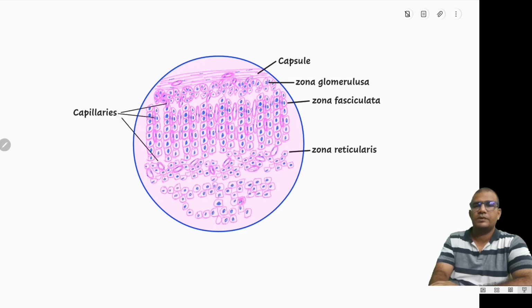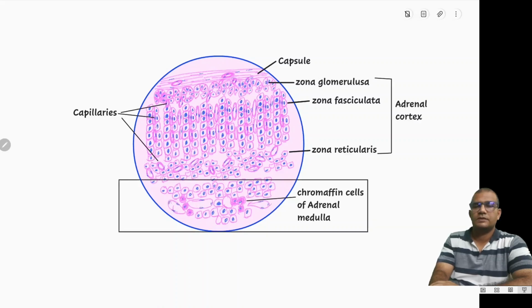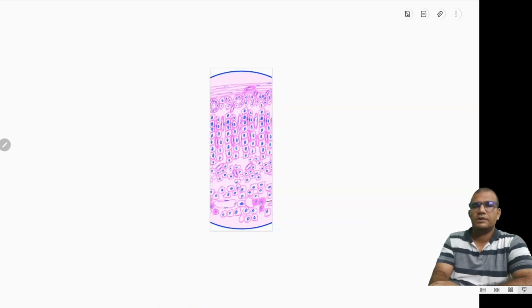In the medulla, you will show the cells, that is chromaffin cells, which are having affinity for the chromic salts, and we will show the sinusoids. This is medulla, and above this is cortex. So you can draw this much diagram also. If the time is short, you can show this much portion of the diagram also.